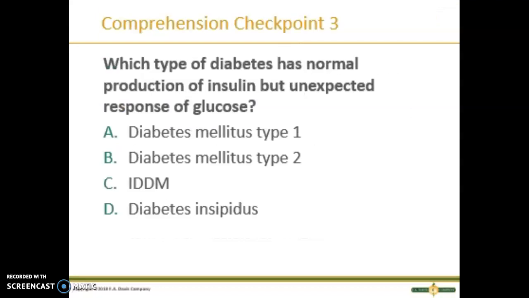Which type of diabetes has normal production of insulin but unexpected response of the glucose? Correct. You should have selected diabetes type 2. Okay, and again, we talked about type 2 being the non-insulin dependent, and that's because there is a production of insulin.